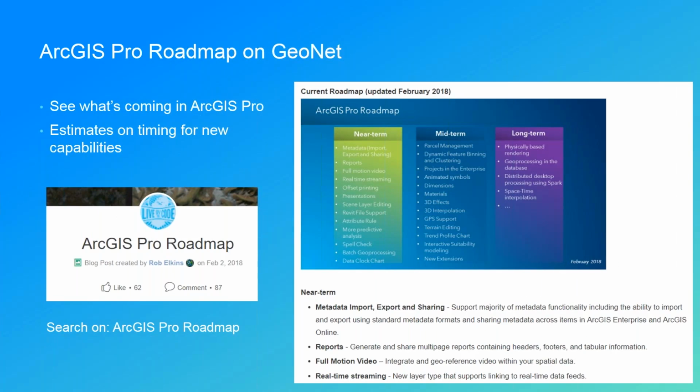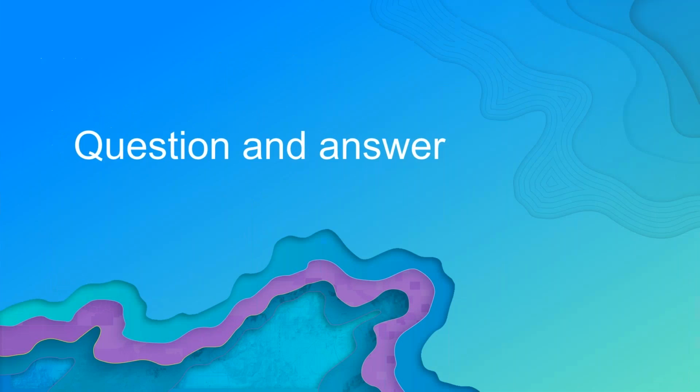Finally, a wrap-up mention of another great GeoNet resource, the ArcGIS Pro Roadmap. This is a blog post that was created by Rob Elkins and the Pro team last year and is updated with each release of ArcGIS Pro. It shows at a glance the new capabilities which are planned for ArcGIS Pro in the near, mid, and long term. And the post includes concise, one-line descriptions of each of the upcoming capabilities. It's a great way to keep updated on what's coming down the road. Okay, with that, I think it's time for us to wrap up and answer some questions that you've asked here.